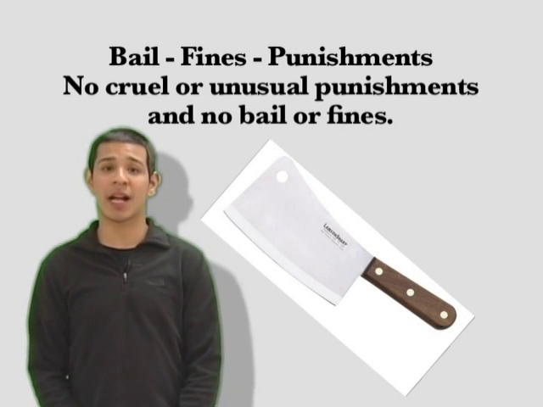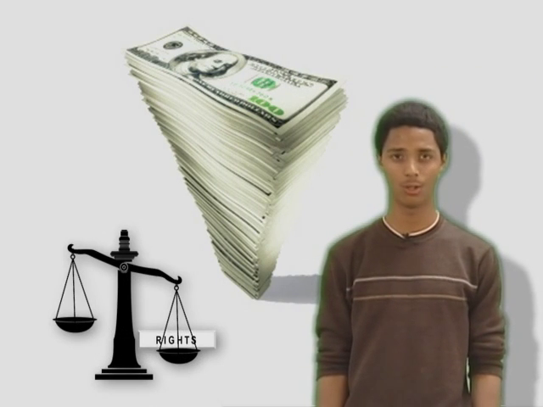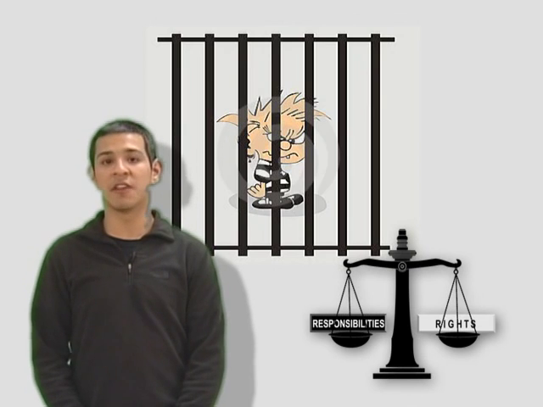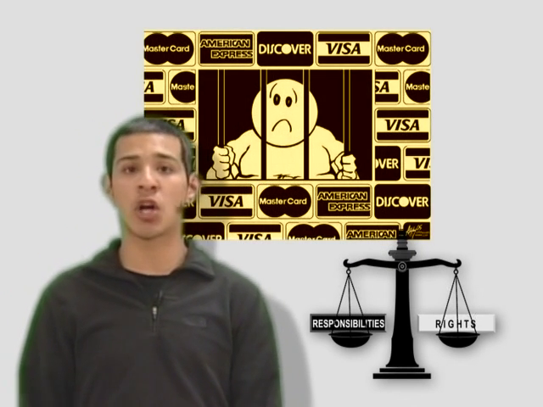Amendment 8, bail, fines, punishments. No cruel or unusual punishments and no excessive bail or fines. This means that we cannot cut off someone's hands just for stealing something. I have the right from excessive bail or fines and cruel or unusual punishment. I have the responsibility to make sure that the convicted person has a fair punishment, and the accused person is not charged too much money for their bail.